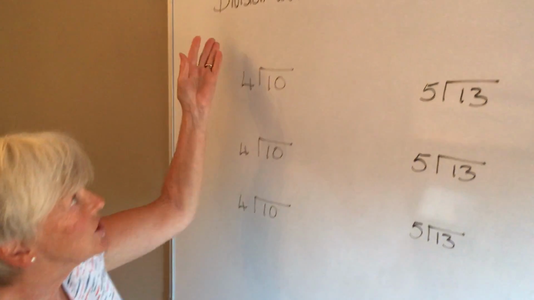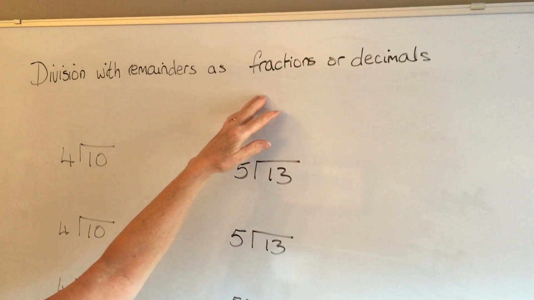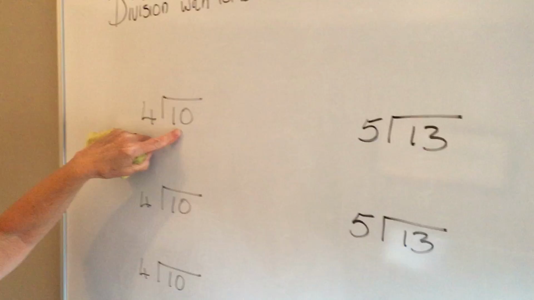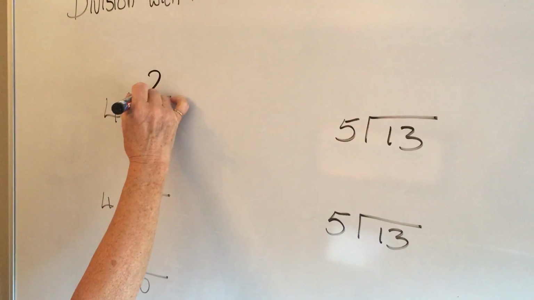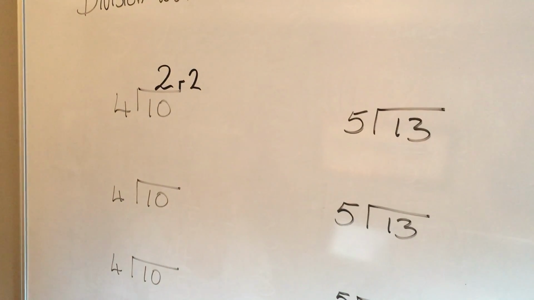So we're going to look at division with remainders, but we're going to express these remainders as either fractions or decimals. Let's see what we mean. So first of all, we're just going to bust up 10 by 4. How many 4s in 10? Well, we know that 2 4s are 8, and that would give us a remainder of 2.